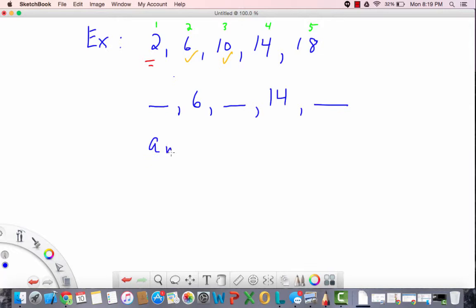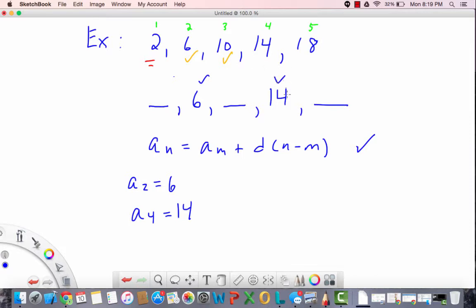We're going to use our explicit formula like this. And here's a great example of why this formula is superior, in my opinion, to the version that uses a 1 in place of m, because we don't know a sub 1. What we do know, however, is a sub 2. We know that's 6, and we know a sub 4 is 14, right? A sub 2, a sub 4. So why don't we use all of these values in our explicit formula?